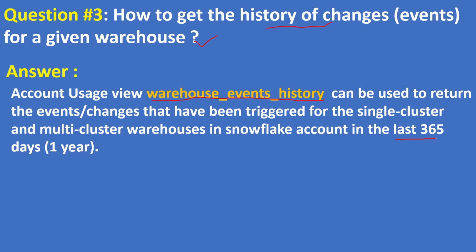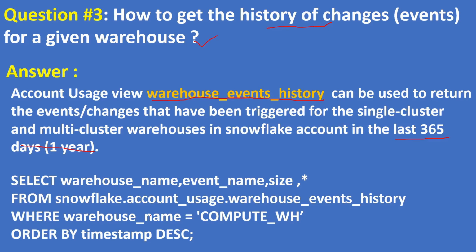It typically holds data for the last 365 days, or 1 year. A common query for this view is: select warehouse_name, event_name, size, * from snowflake.account_usage.warehouse_events_history, where warehouse_name is compute_WH, order by timestamp DESC.